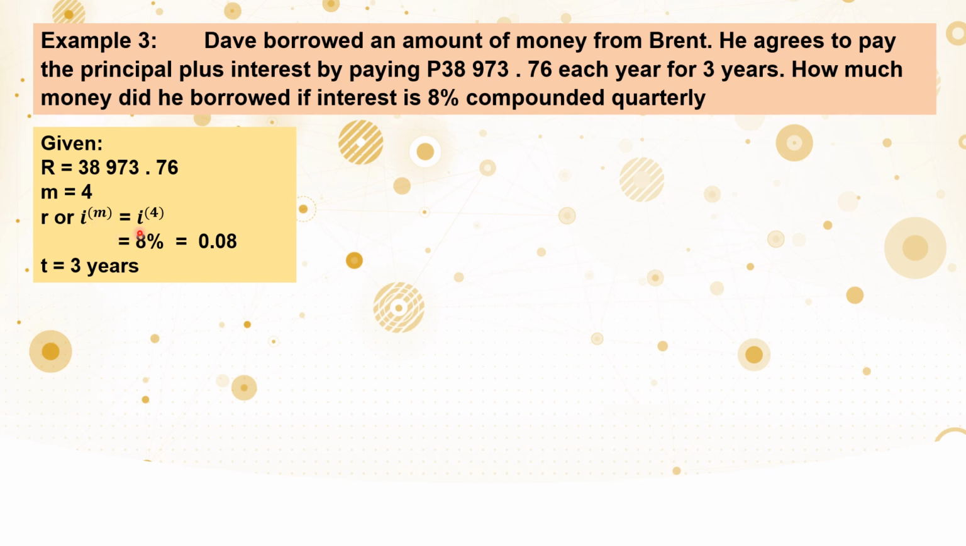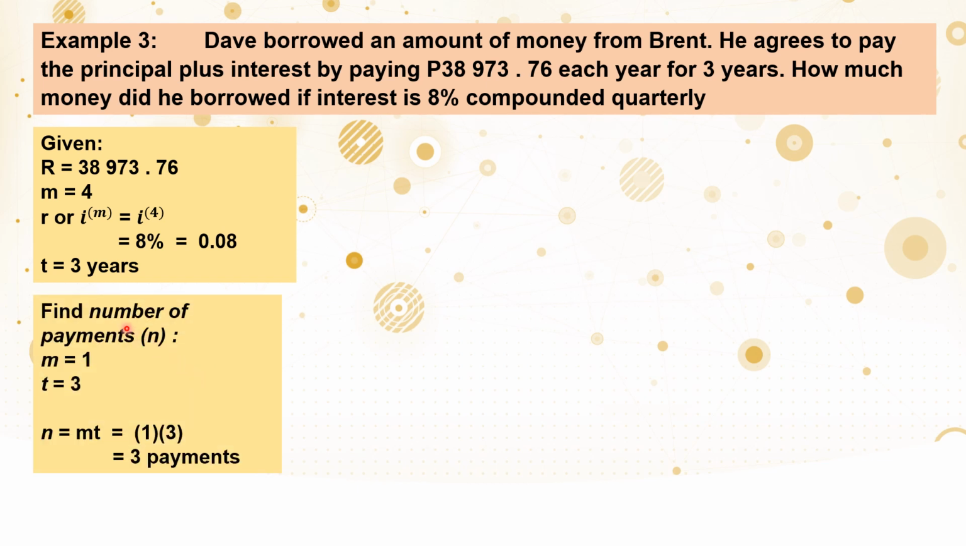So we have now I raised to 4. And it is 8%. And this 8% must be written into decimal. To write 8% into decimal, just move the decimal point twice to the left. So 1, 2. So we have now 0.08. In the formula, we have N and J. So we need to find first the value of N and the value of J.